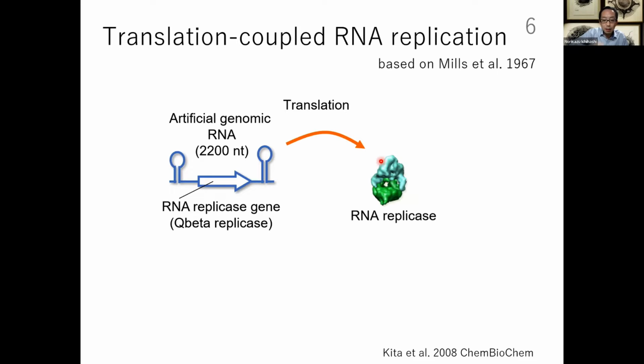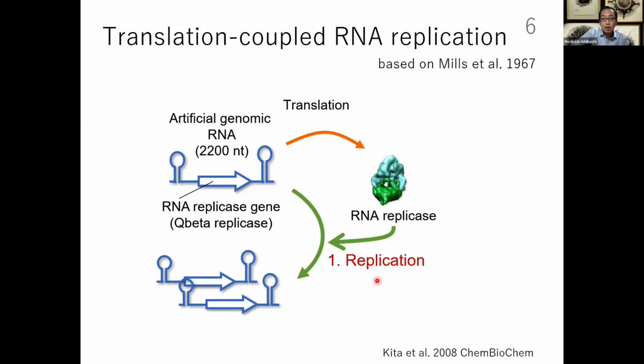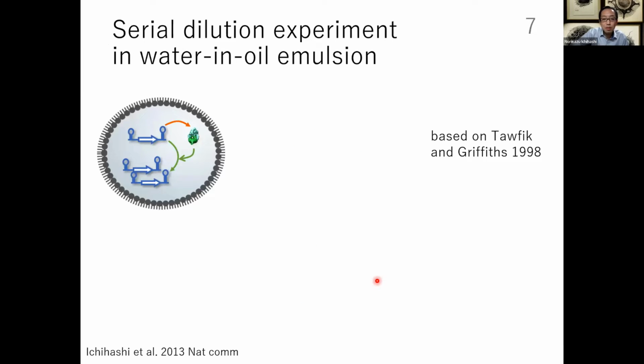So the following process is almost the same as Spiegelman's case. RNA replicates the RNA, and mutations are also introduced. Then we repeat this process for many generations, but for evolution, we need another factor for our system, compartment.